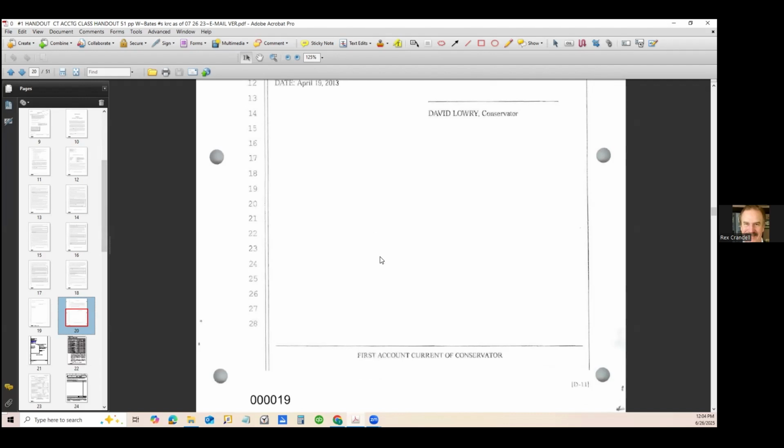Now we are at the end. That is it. I only went 4 minutes over. That's awesome because sometimes they can go till 1 o'clock. So I want to make sure now, are there any questions? We went over the inventory and appraisal. We went over how to prepare an accounting. We went over what the petition would be.